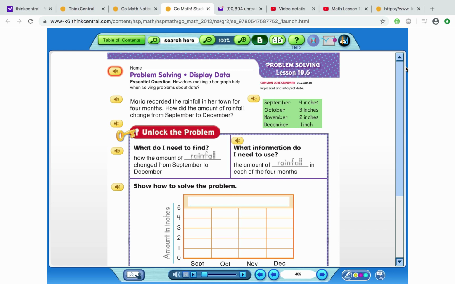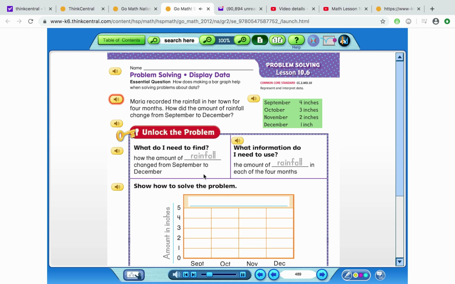So this is usually the problem-solving lesson at the end of the chapter that can be most confusing. But we do story problems all the time, and I want you to think about how we solve the story problem, circling important information, making sure we understand the question, and we're going to unlock this problem by doing those exact things. So I'm going to let it read to you today.